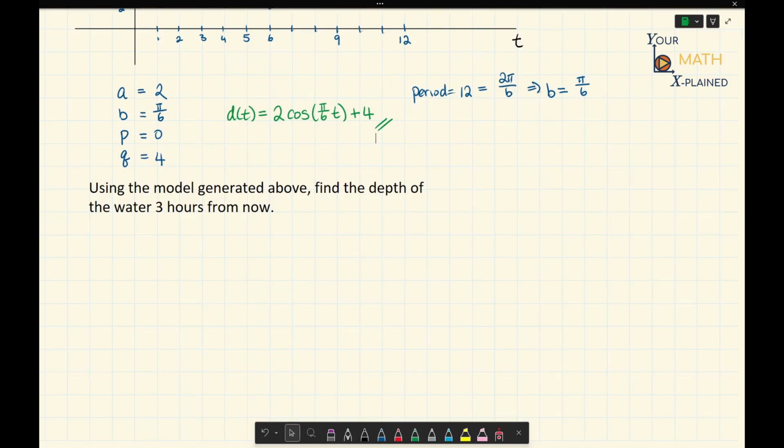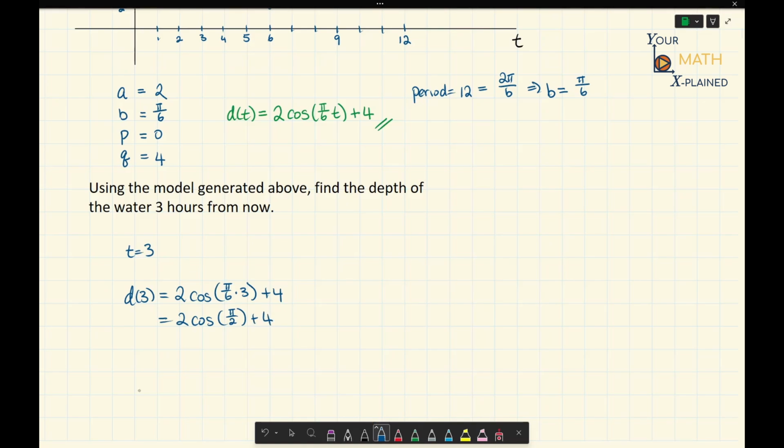So since right now is time 0, 3 hours from now means our t value is going to be equal to 3. So if we wish to find the depth of the water at t equals 3, all we need to do is substitute in the value 3 for t, which means we're calculating d of 3. And that is going to be equal to 2 times cosine of pi over 6 times 3 plus 4. So then we get 2 times cosine of pi over 2 plus 4.